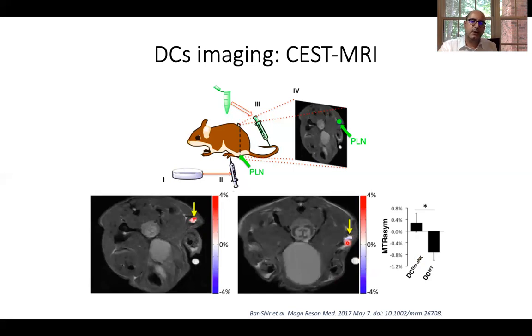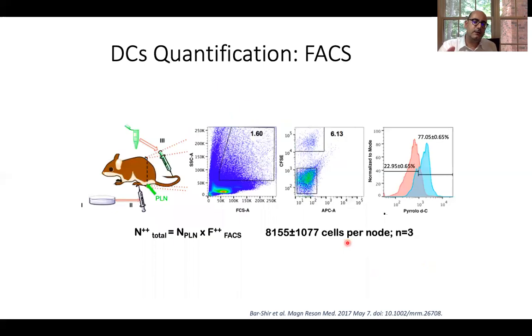What's interesting about it is that we can quantify it because, as we said, the Pyrrolo-dC, the imaging probe, is fluorescent, and we can do cell sorting. We can take out the lymph node, dissect it, and count the cells, and we were able to calculate the absolute number of cells, which was on average 8,155 cells per lymph node.